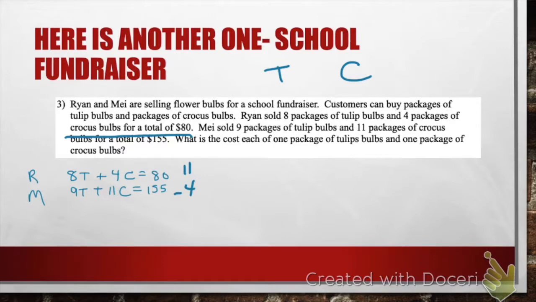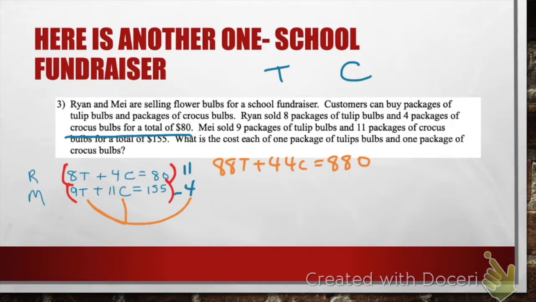I think I want to do this one. So I'm going to multiply everything by 11 on that one and everything by a negative 4 on that one. Let's scoot over here and make it happen. So we're going to have 88t plus 44c, and the 80 times 11 is 880.